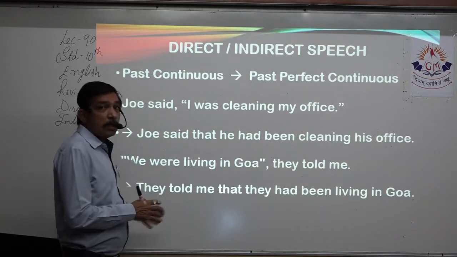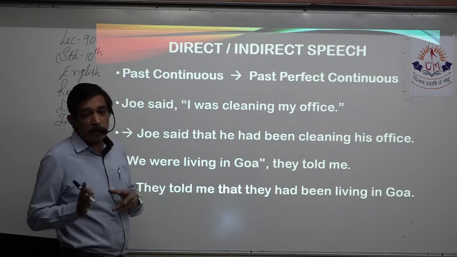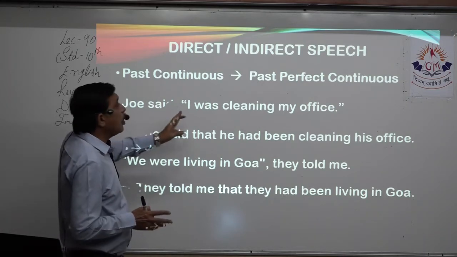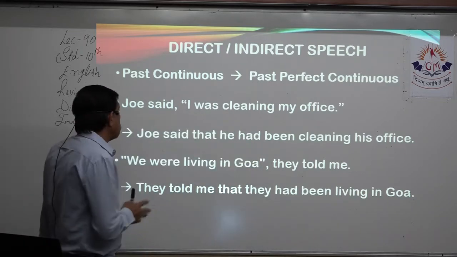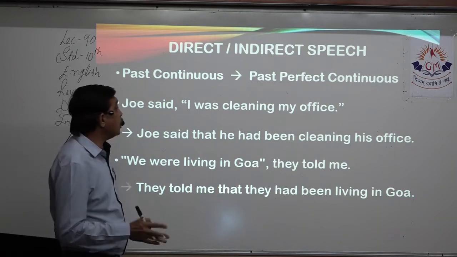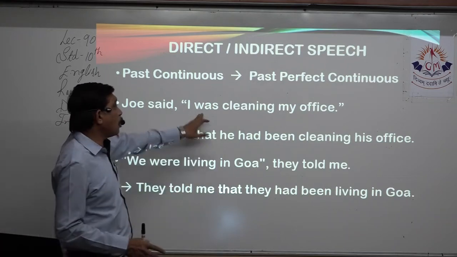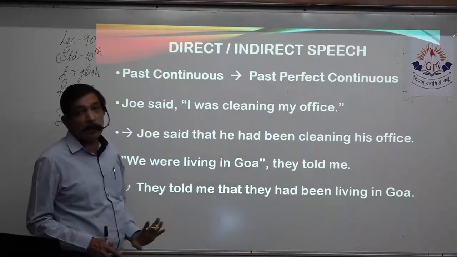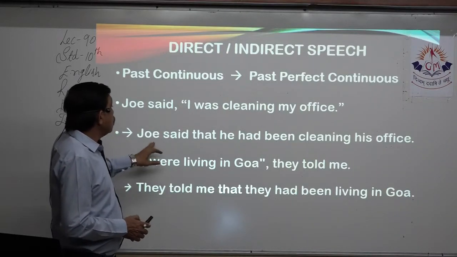Past continuous changes to past perfect continuous, right? That is had been plus ing. Past continuous is was plus verb plus ing. That tells us it is past tense. So the first job is to determine the tense of the sentence. This sentence is in past continuous, was plus verb plus ing. Joe said I was cleaning my office.